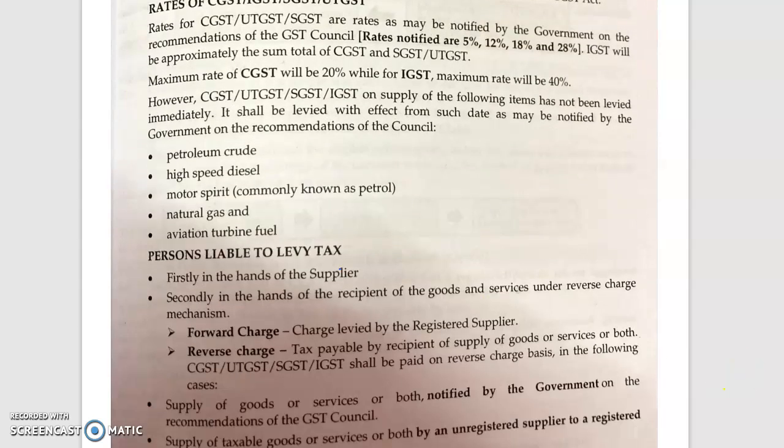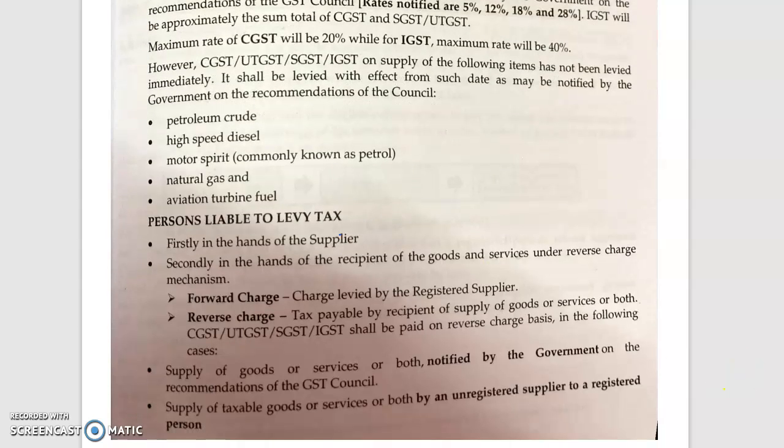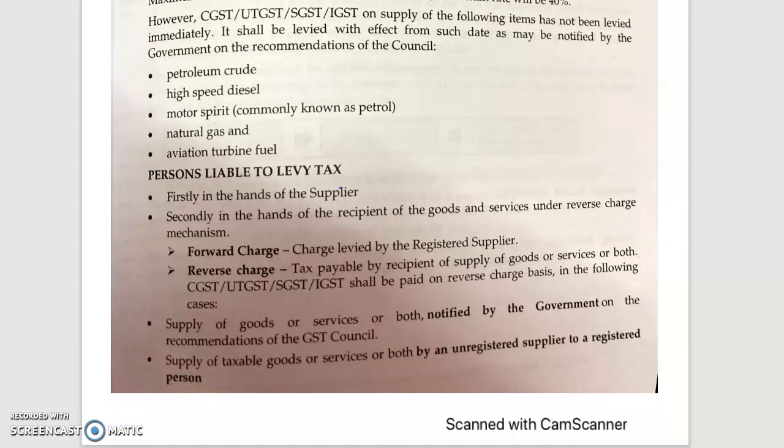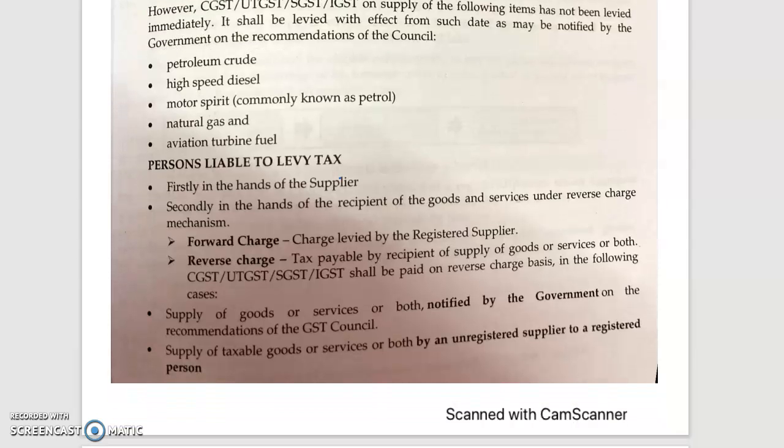Then who is liable to levy tax? Firstly, in the hands of the supplier. Secondly, in the hands of the recipient of the goods under the reverse charge. So what is reverse charge? We will discuss in the next videos. Supply of goods or services or both notified by the government on the recommendation of the GST Council, and supply of taxable goods or services or both by an unregistered supplier to a registered person. These we will also discuss in the upcoming videos one by one.